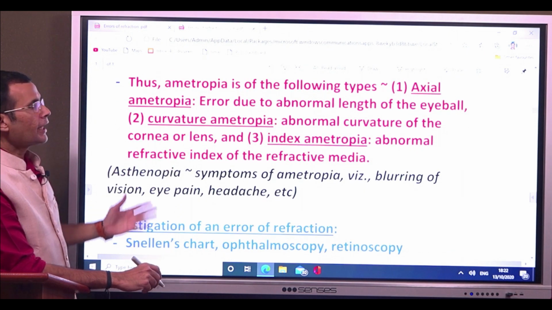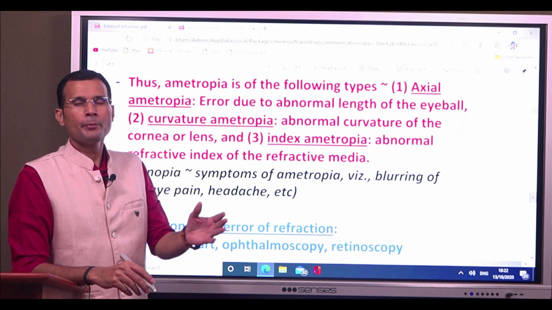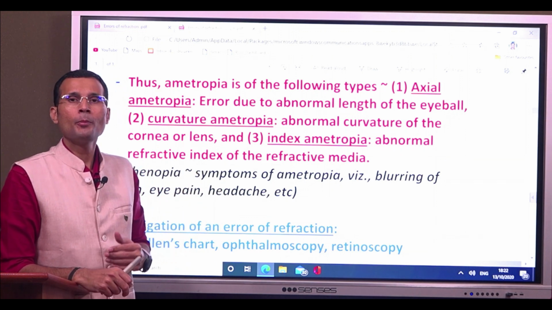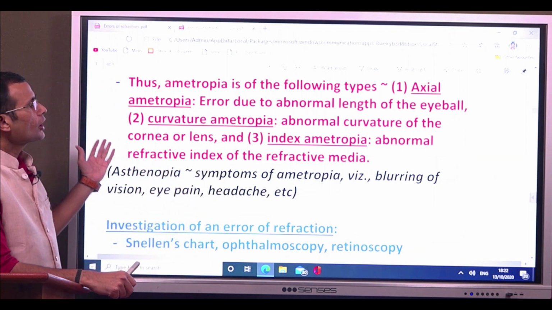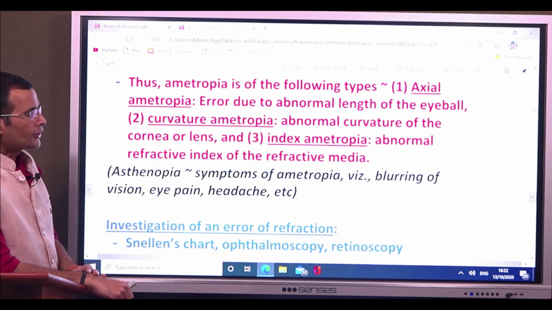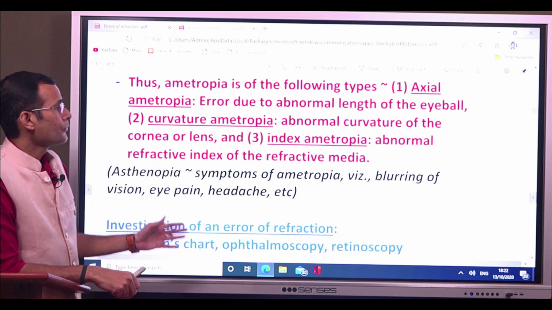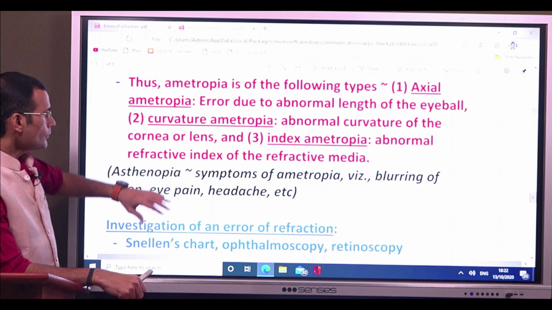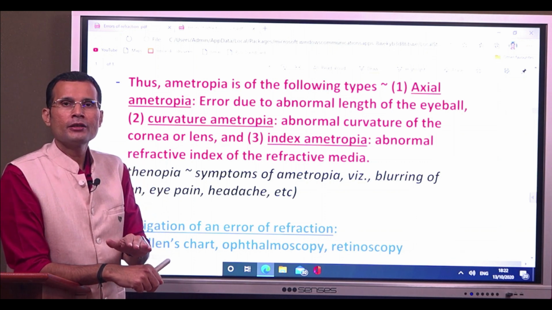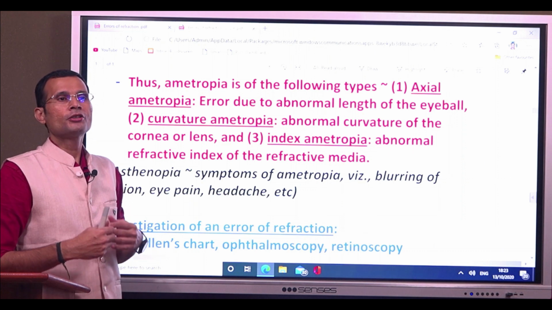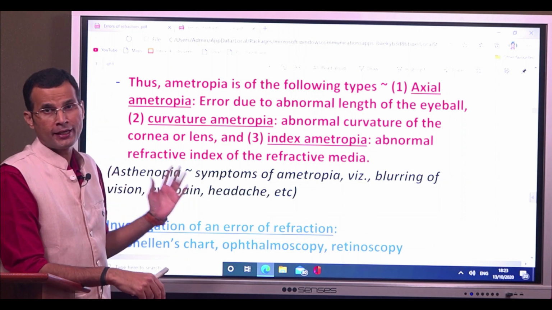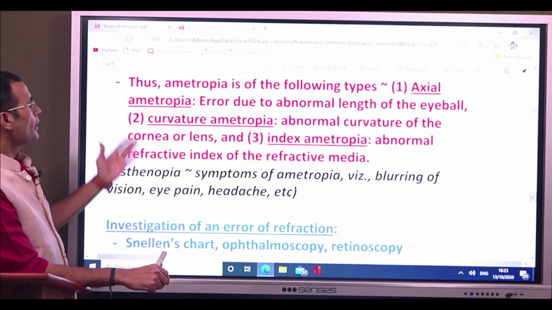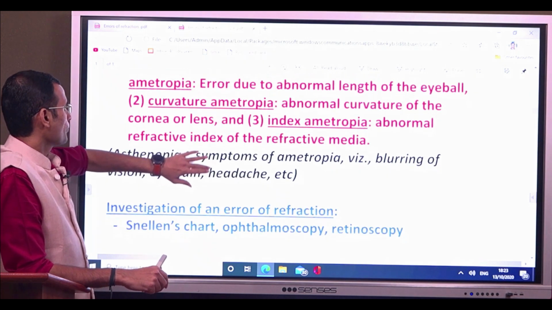Then, second type, curvature ametropia. As I mentioned, if the curvature of the cornea or lens becomes abnormal or is altered, it will be called as curvature ametropia. And the third one is index ametropia, abnormal refractive index of the refractive media in the eyeball. So, three types of refractive errors basically, what are the three causes or three reasons by which refractive errors occur and image does not form on the retina? Axial ametropia, curvature ametropia, index ametropia.